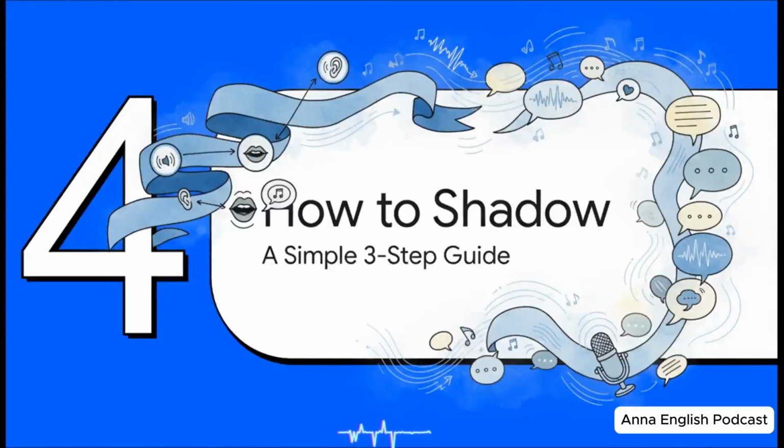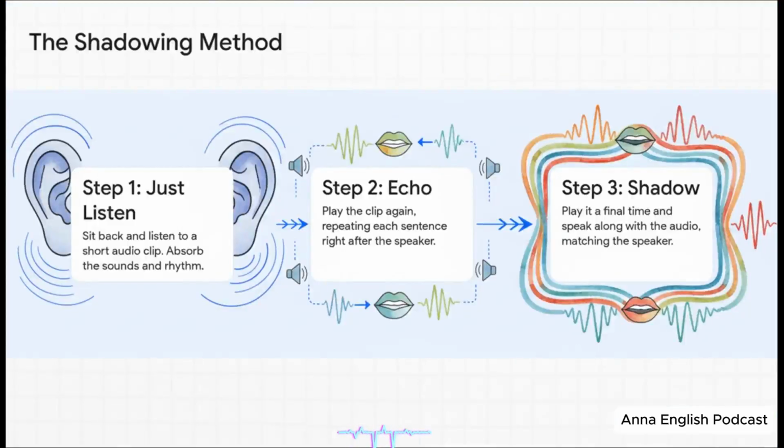So how do you actually do this thing? It's way simpler than it sounds, I promise. Here is a clear 3-step guide that you can literally start using today. Okay, it breaks down into 3 simple stages. Step 1 is super easy. Just listen. Seriously, don't even try to speak. Just let the sounds and the rhythm wash over you. Step 2 is like an echo. You listen, you pause the audio, and you repeat, trying to copy the sound exactly. And then, step 3 is the final goal. You play the audio and you speak along with it, trying to become a perfect shadow of the speaker.